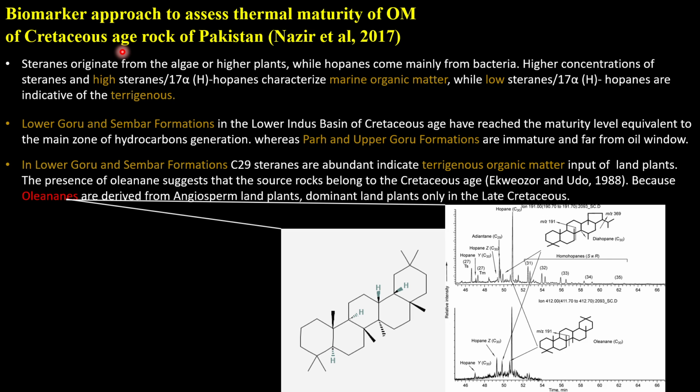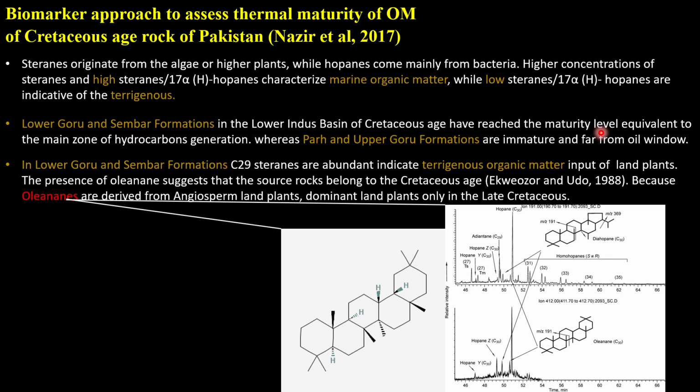So in Pakistan, the Cretaceous rocks are distinguished into two basins, the upper Indus basin and the lower Indus basin. If you go to the upper Indus Basin, it has the Chichali, Lumshiwal and Kawagarh formations of the Surghar ranges of the Surghar group of the Cretaceous strata. If you go to the lower Indus Basin, it has the Sembar, Goru, Parh, Mughal Kot and Fort Munro formations. So we mostly focus on the lower Goru and Sembar formations of the Cretaceous strata.